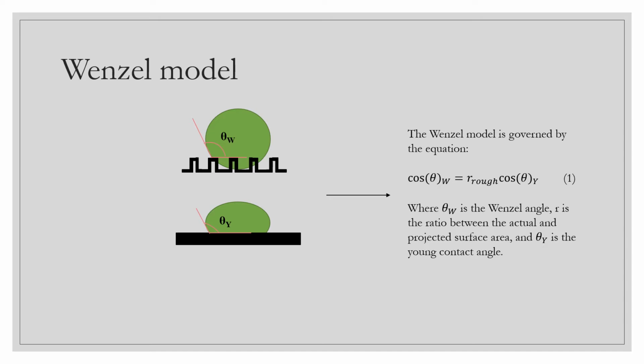This Wenzel model is governed by equation 1, where theta W is the apparent contact angle known as Wenzel angle. R is the ratio between the actual and projected surface area, and theta Y is the Young contact angle.